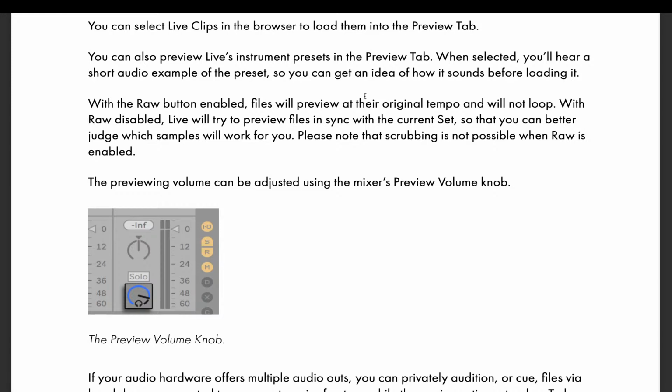With the RAW button enabled, files will preview at their original tempo and will not loop. Oh, that's interesting. With RAW disabled, Live will try to preview files in sync with the current set, so that you can better judge which samples will work for you. Please note that scrubbing is not possible when RAW is enabled.